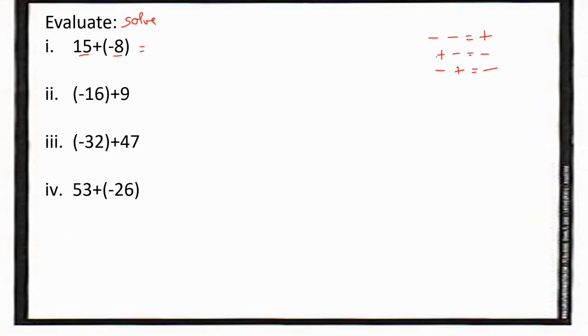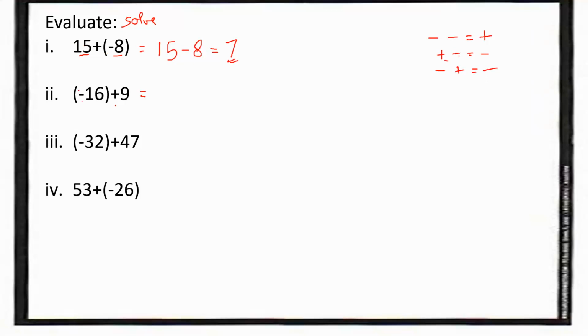So here we have plus minus. Plus minus is equal to minus, so we will convert this plus minus into minus. And simple subtraction: 15 minus 8 is 7. Now -16 plus 9. So we have here minus plus. Minus plus is nothing but minus. So in this case, we converted this into minus, simple.